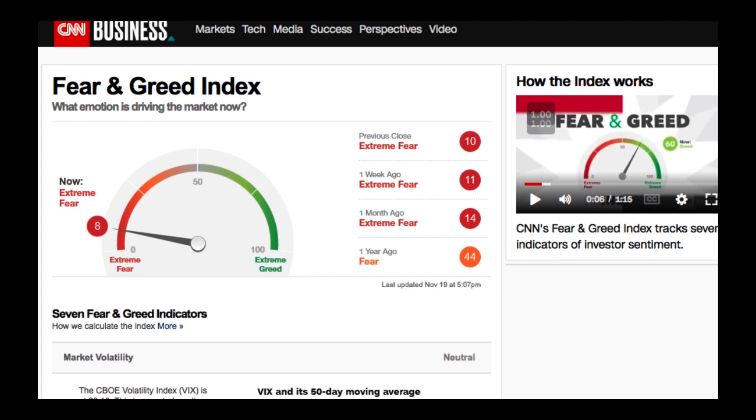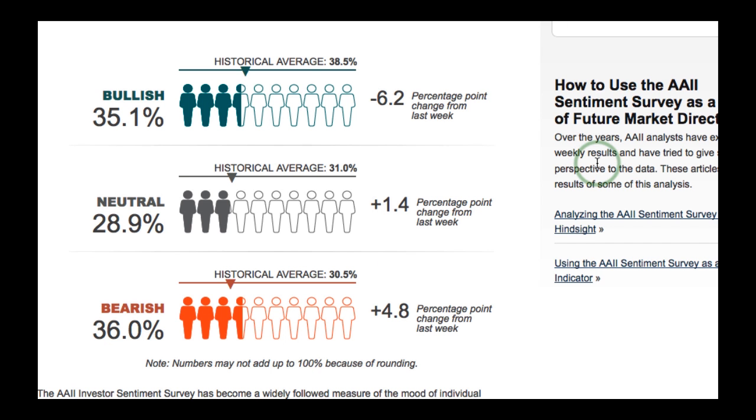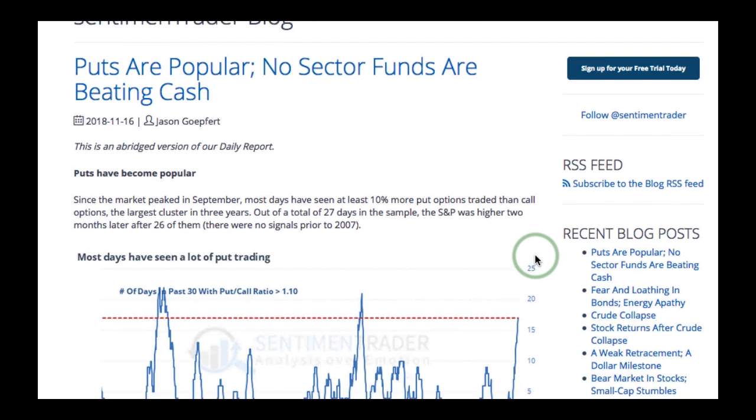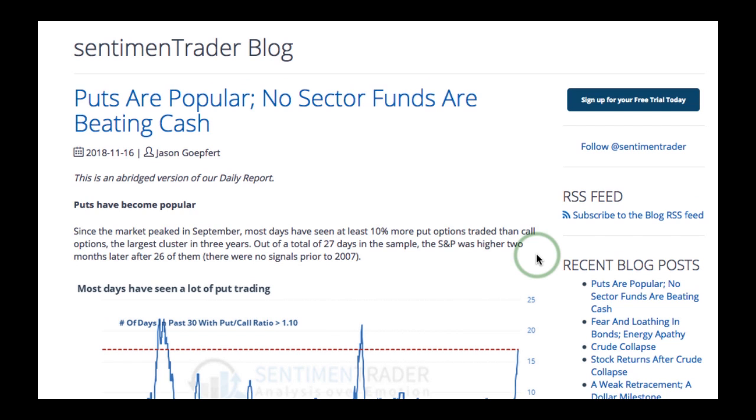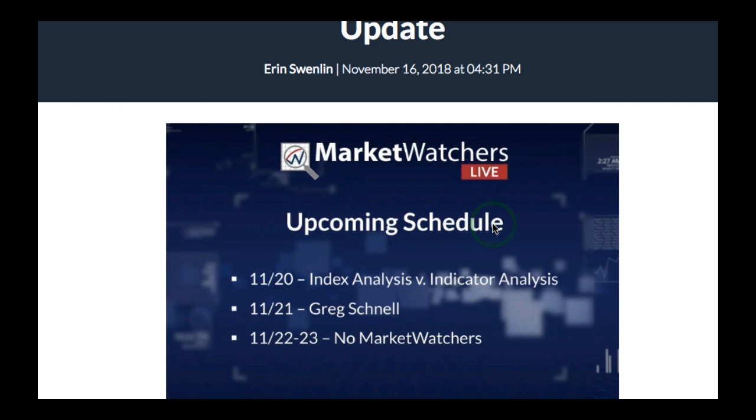So two of the fuzzier sentiment indicators would be something like the CNN Fear and Greed Index, which is at an extreme. We also have the American Association of Individual Investors survey, and you can see the bears outnumber the bulls. If you want something a little harder, you can go to Jason Goepfert's blog, Sentiment Trader. He writes about sentiment and has been writing about it for years. Also, we cover sentiment on a regular basis at Market Watchers Live. Aaron does a sentiment update on a weekly basis.